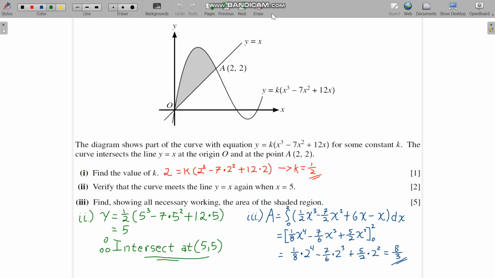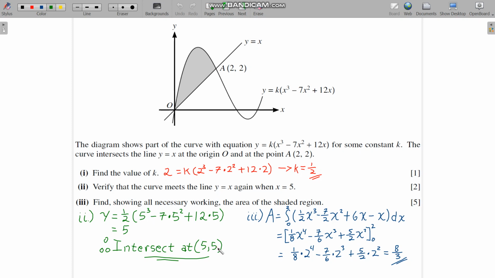So all we gotta do is plug in 5 to this x value. Remember, we know the k is 1/2. So 1/2 times 5 cubed minus 7 times 5 squared plus 12 times 5. We just plug in 5 here. We know the k, we get the y, which is 5. So this means 5, 5 satisfies the curve, and of course it satisfies the straight line. So they intersect at 5, 5. And for the third part, we need to find the area.